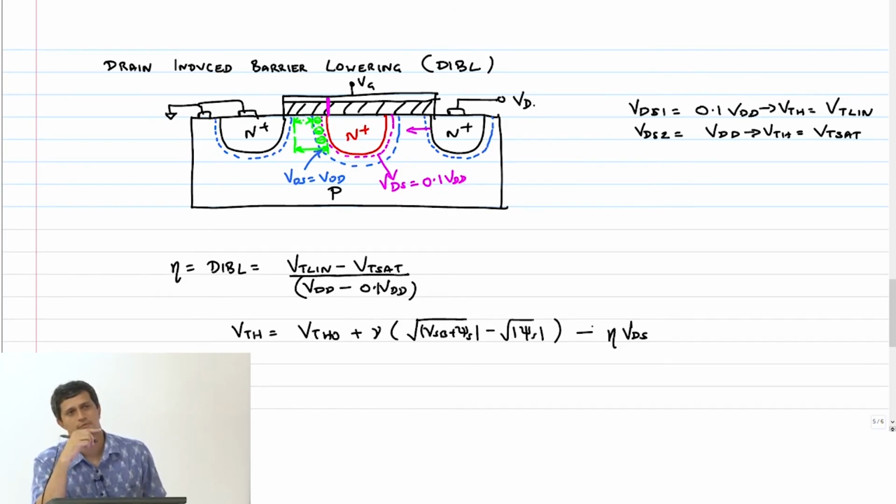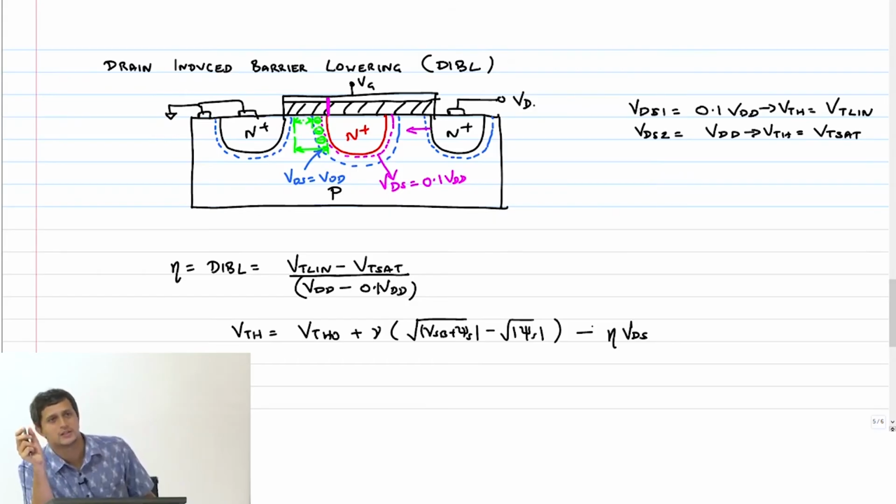I am just saying that, no, what I am saying is by long channel definition itself, all these changes are negligible. Of course it does happen, what you are saying is true, but that eta coefficient will be so small that it won't really affect your value, that's all.